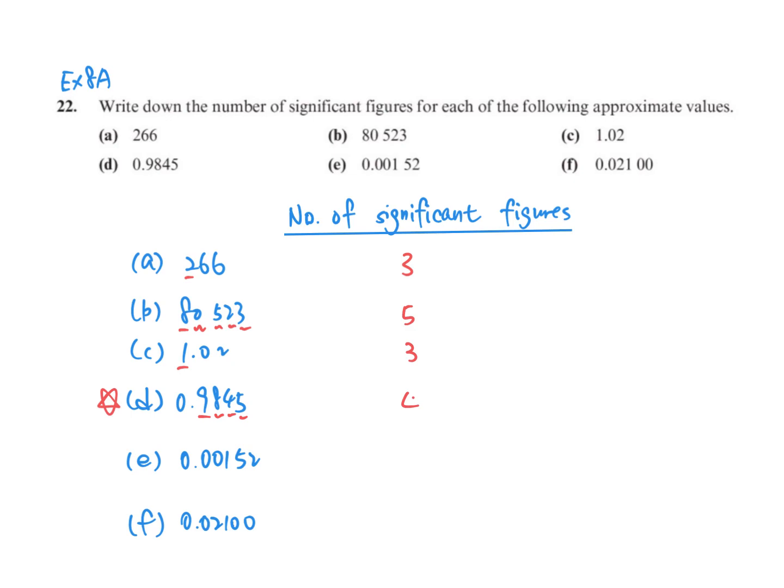Part E, 0.001 something. 1 is the most significant figure. We start from this and then count the rest. And so we have 5 and 2. Totally, we have 3 significant figures. For part F, it is 0.02 something. 2 is the most significant. And the rest here, we will count as the significance figure as well. So there are 4 significance figures for part F.